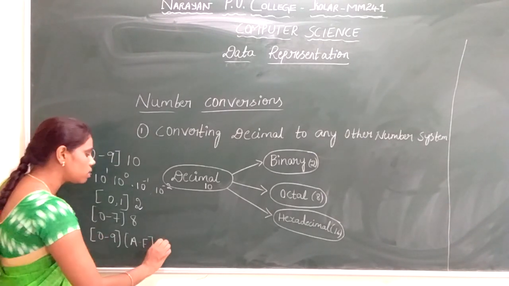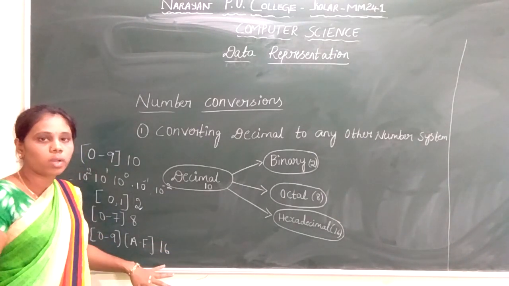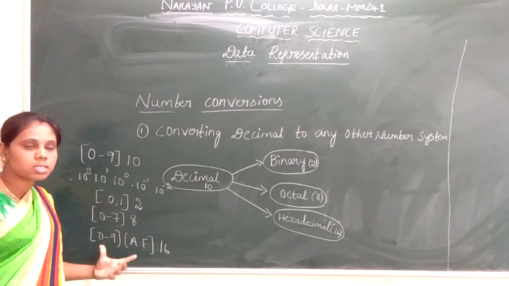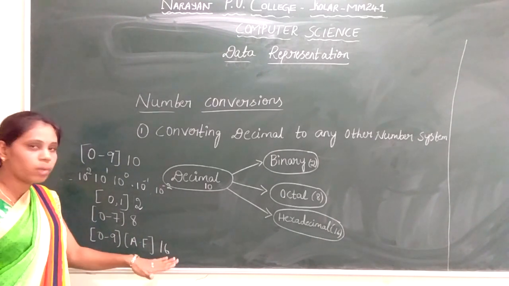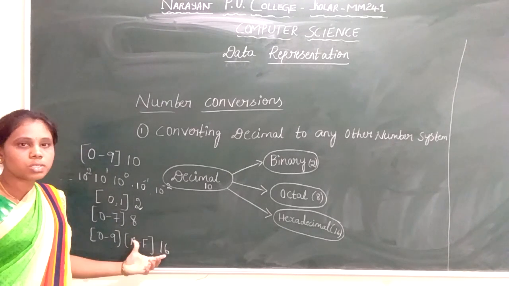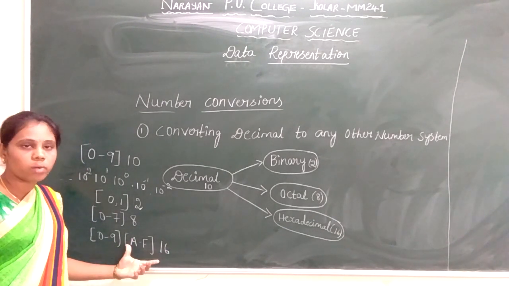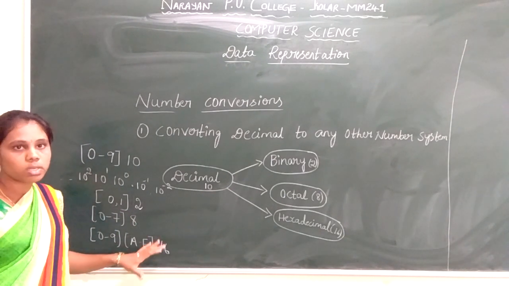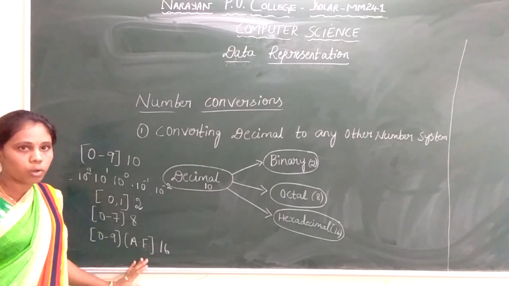Hence the base of this hexadecimal number system is 16. Why? Because we are using a total of 16 digits in the hexadecimal number system, hence the base is 16. Here also the weights are expressed as powers of 16. Here also we have positive powers and negative powers according to the given point.